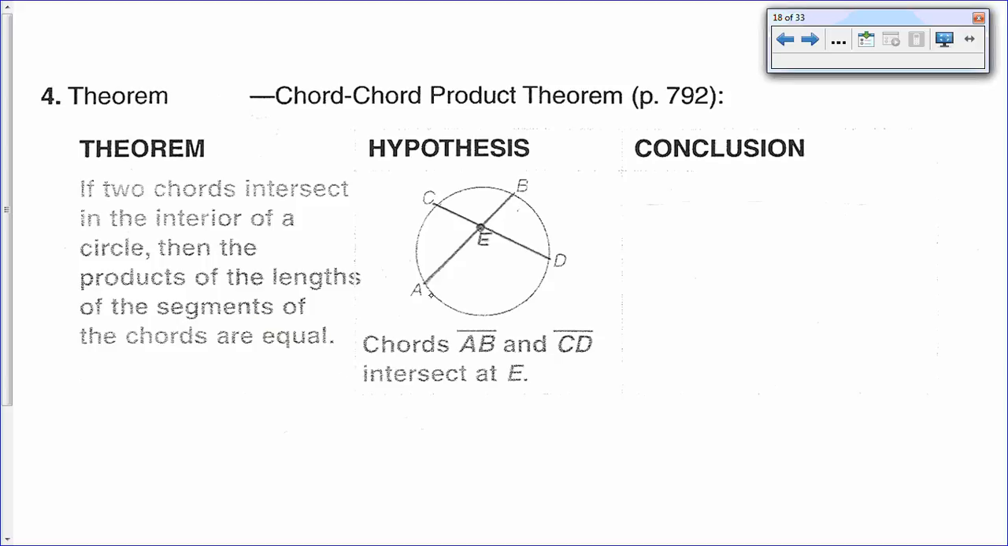When you have two chords intersecting in the circle, now this is not the center point. The center point's like right here. So this is not intersecting at the center point. What happens is you get four pieces of the chord. This is the relationship: if you multiply the chord segments of each chord, they're equal to each other.